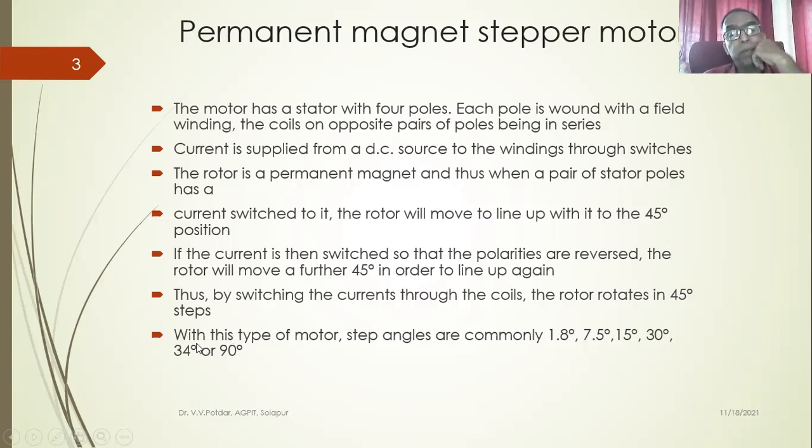45-degree steps. With this type of rotor, step angles are commonly 1.8 degree, 7.5 degree, 15 degree, 30 degree, 34 degree, or 90 degree. So this is the principle of operation of my second type, the permanent magnet stepper motor.